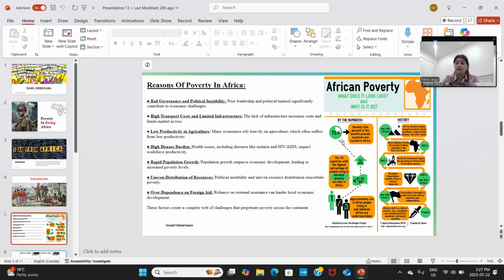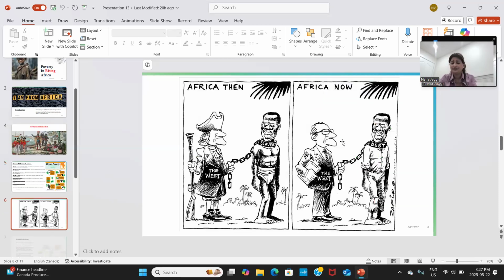Other reasons are overpopulation, bad governance, which we talked about earlier, high transport cost and limited infrastructure, low productivity in agriculture, and high disease burden because people are not getting healthy, they are not eating well, they are not living well. So these kinds of things are bothering them. Rapid population growth is playing a major role in this kind of issue. Uneven distribution of resources and over-dependence on foreign aid. So these need to be looked after.